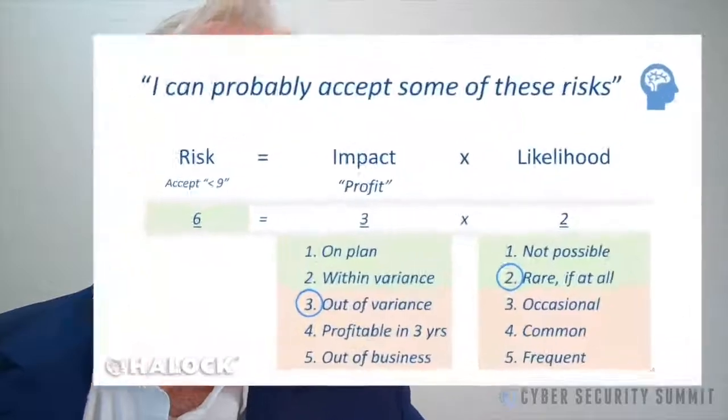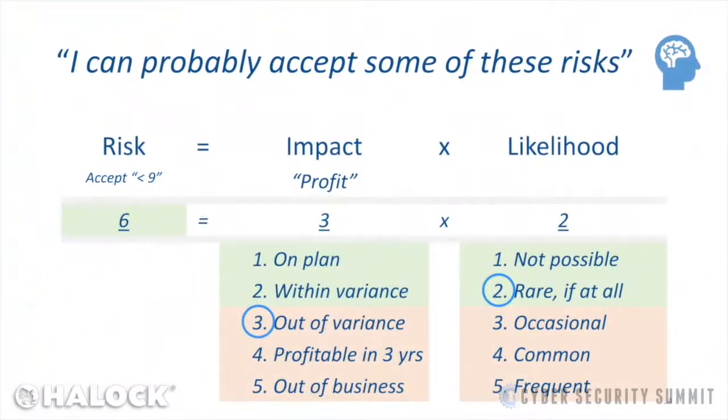Now, if I've organized my thinking this way, where I've got a clear delineation between those things I would invest in and not, I also have the basis to make a decision about when risks are acceptable. An organization might say, if there is an impact that's out of variance of our profitability, and it happens occasionally, I would invest against that. But I might decide not to invest against a rare occurrence of being out of variance from my profitability.